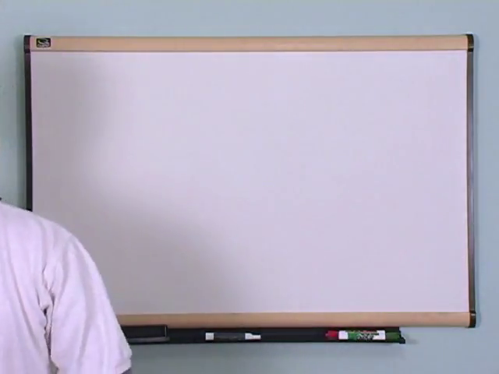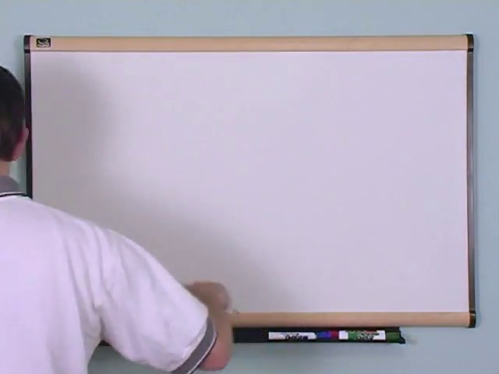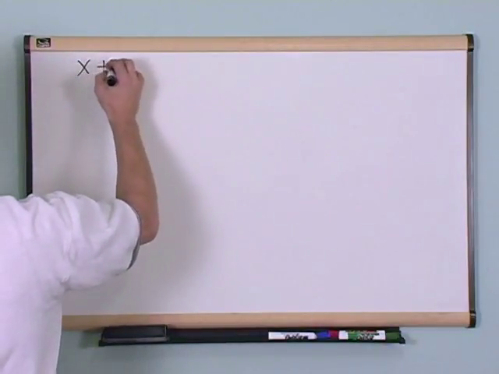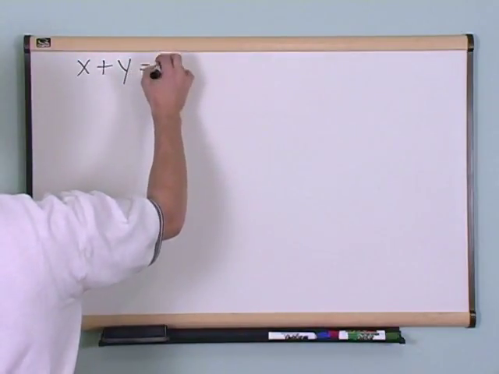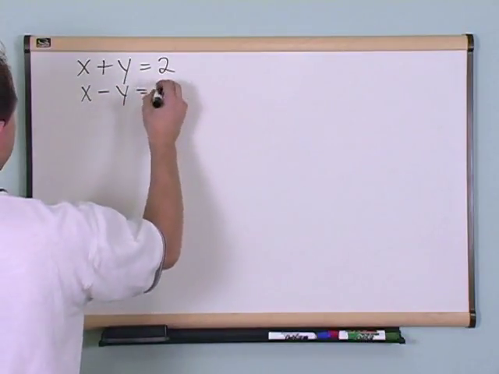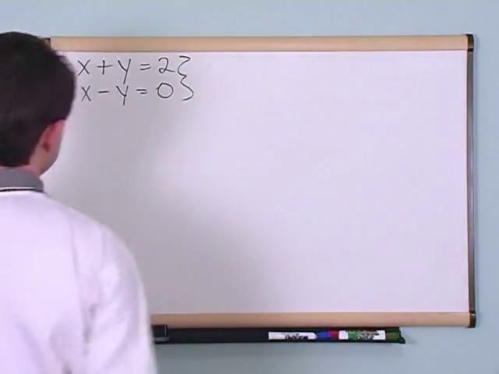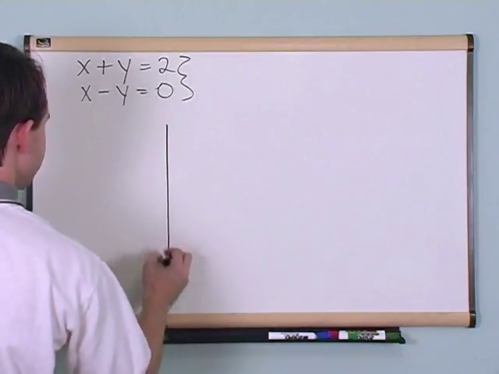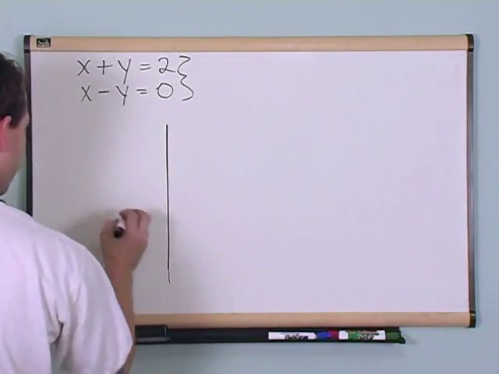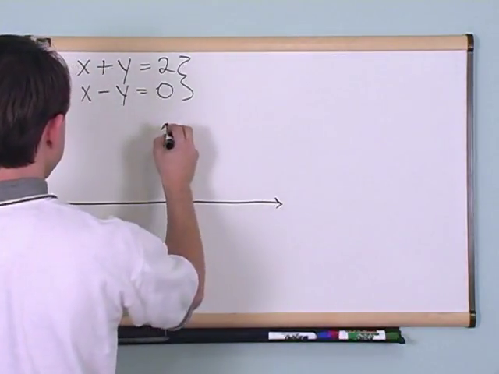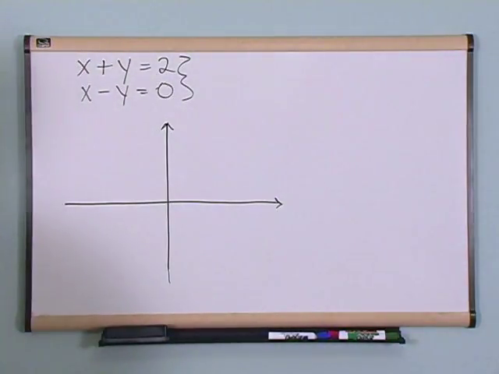So let's move on into a few other examples and actually show you what I mean when I say that we're going to solve this system of equations by graphing. What if we had x plus y equals 2 and x minus y equals 0? This is a system of equations. We want to solve it. In this particular chapter in the course, we're going to solve the system of equations by graphing. That means we're going to actually graph these things to figure out the answer.